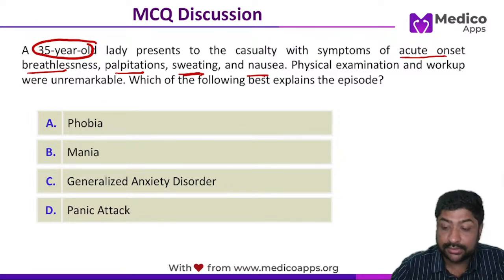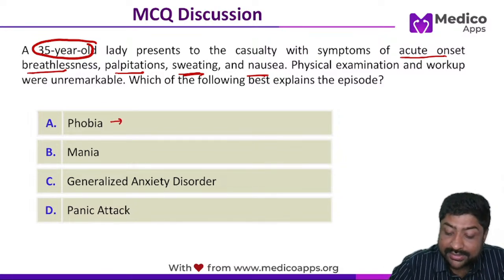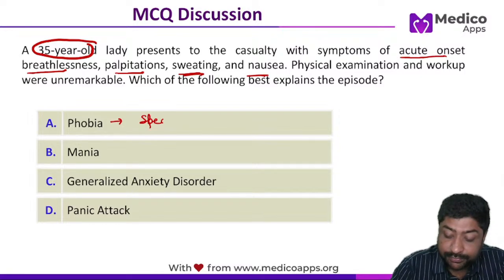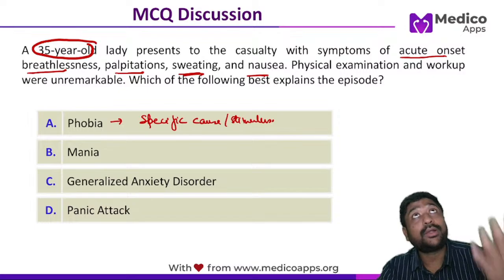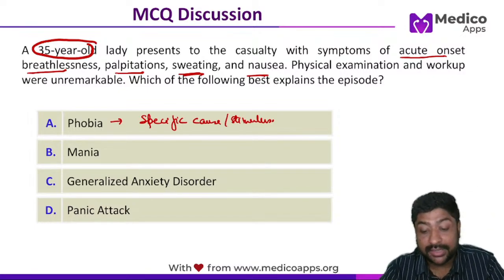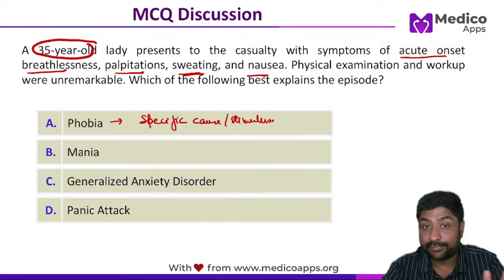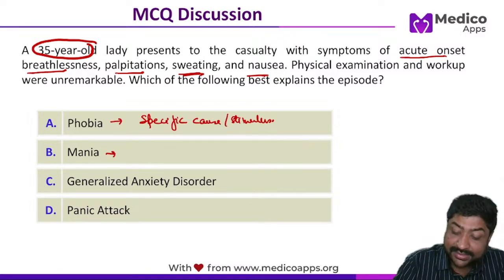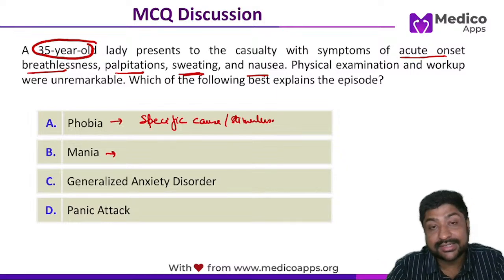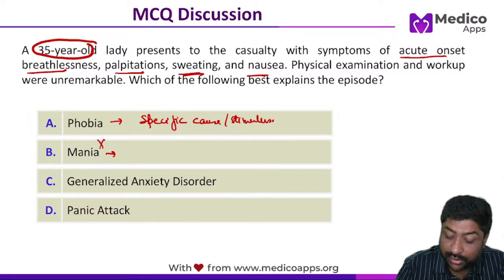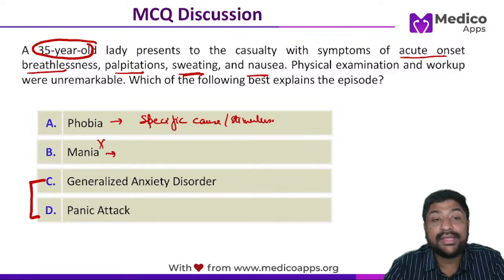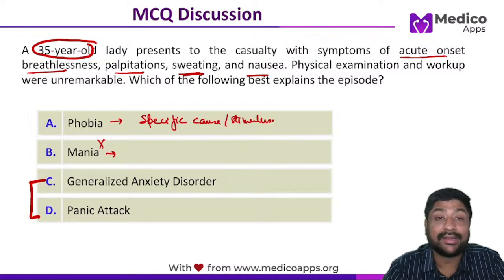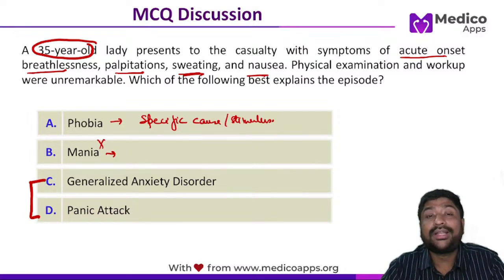So let's look at some of these. Phobia is generally related to some specific cause or stimulus, maybe phobia to height or closed spaces. But here there is no specific cause. Is it clear? Mania is euphoria and restlessness, so mania is completely different. We can easily rule it out. Now we have got generalized anxiety disorder and panic attack. Can anyone tell me, is it a generalized anxiety disorder or a panic attack? Anyone?